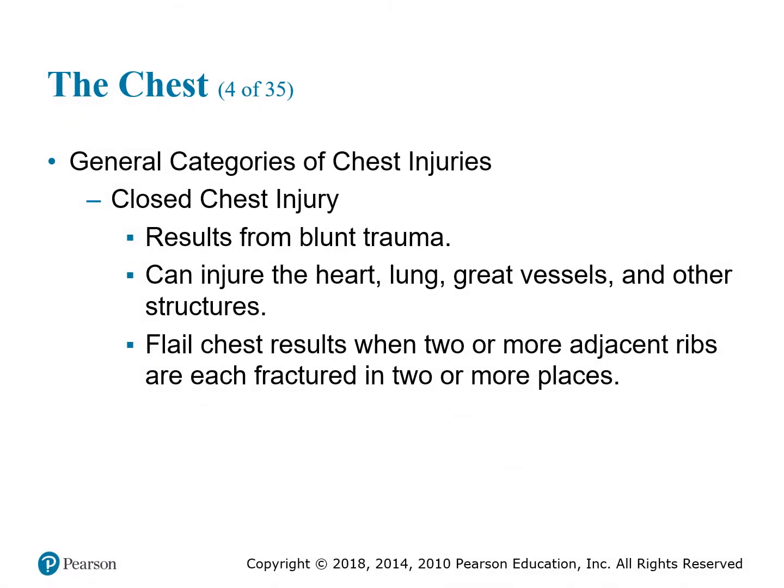Closed chest injuries usually result from blunt trauma. You can injure the heart, lung, great vessels, and other structures within the thoracic cavity. And when it comes to flail chest, this usually results when two parts of the same rib are broken, causing a paradoxical movement.